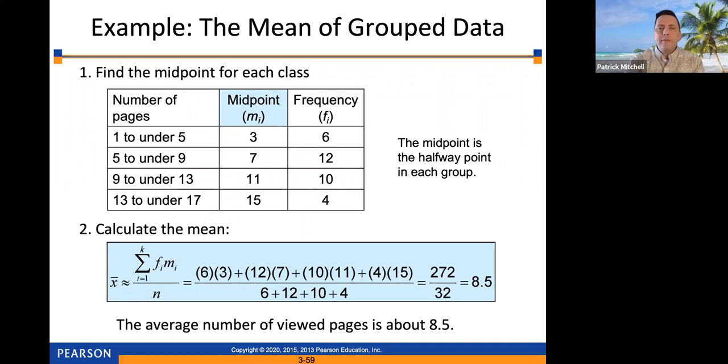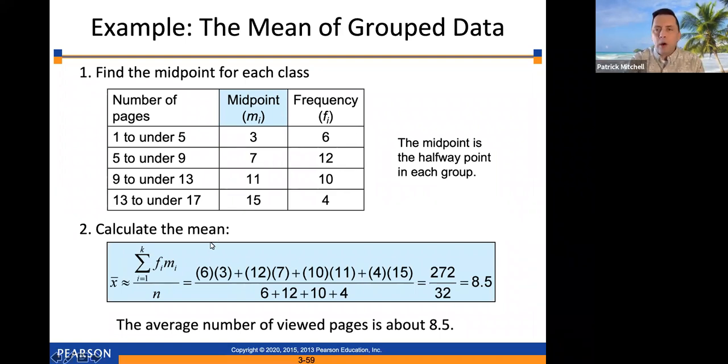So first of all, these midpoints. The midpoint for the first class is 3, and that's because the limits of that class are 1 to 5. So you just take the average of 1 and 5. 1 plus 5 is 6. 6 divided by 2 is 3. So that's how they got the 3 here. Same thing for the class 5 to 9. 5 plus 9 is 14. 14 divided by 2 is 7. So now you have this nice table.